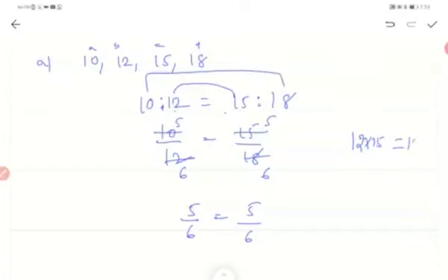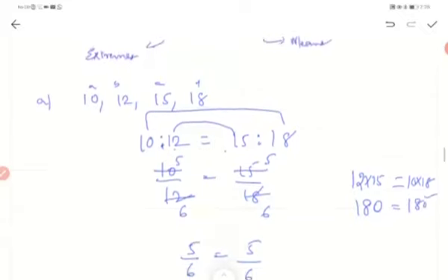10 into 18. So 12 into 15, I will use my calculator. If you multiply that, it should be equal to 180. Okay, so 12 into 15 is 180. I have used my calculator, so 10 into 18 is 180, and 12 into 15 is 180, isn't it? So we can say that these numbers 10, 12, 15, 18 are in proportion.